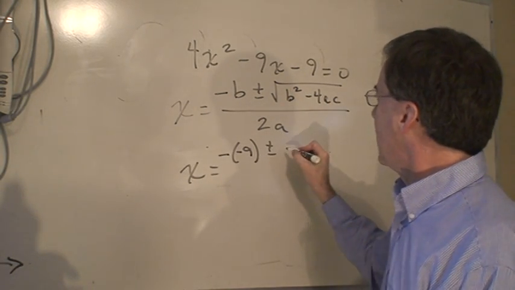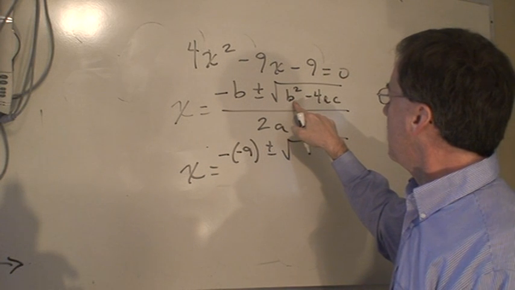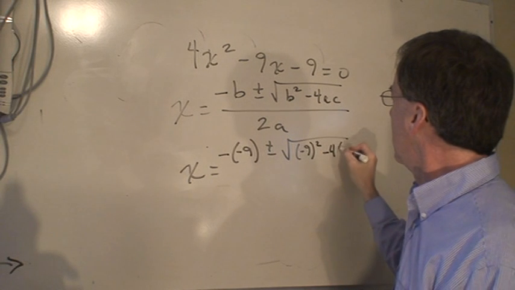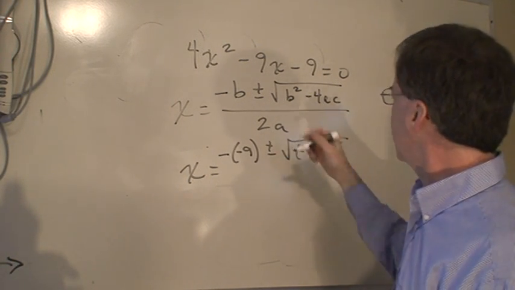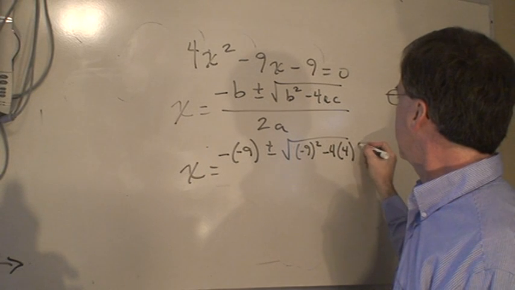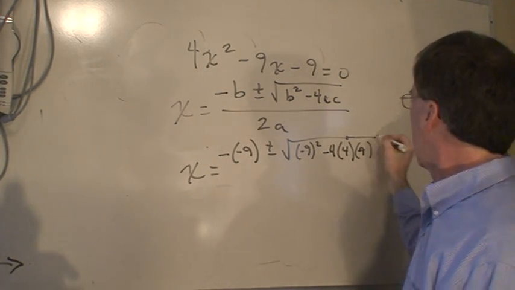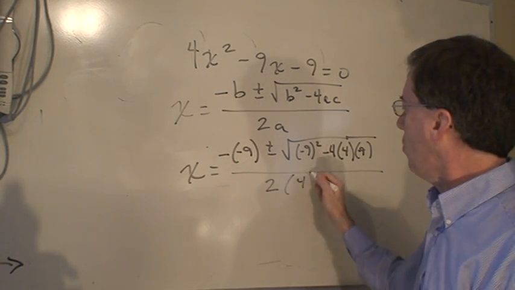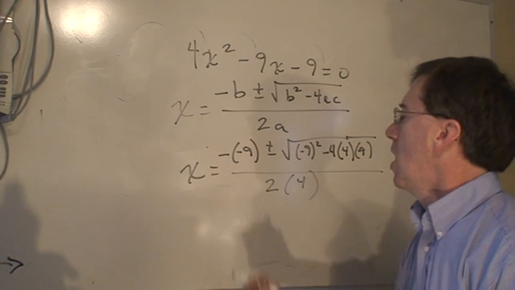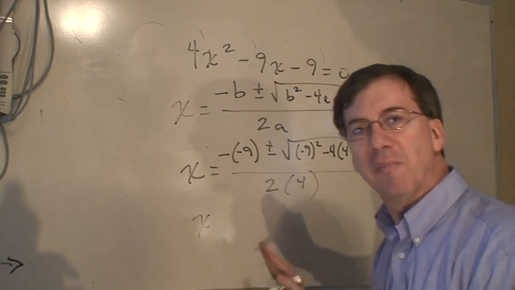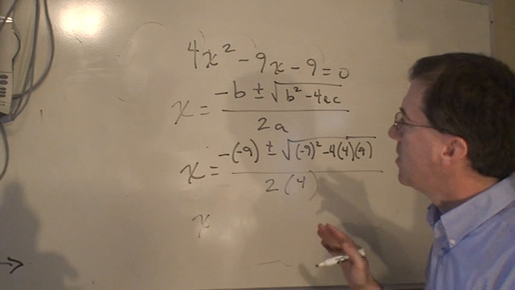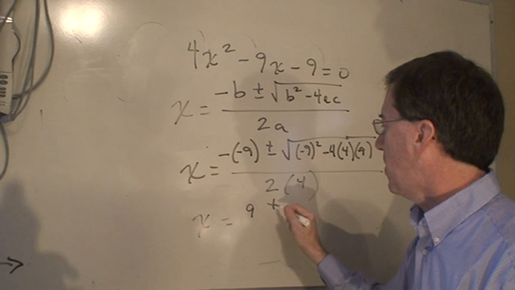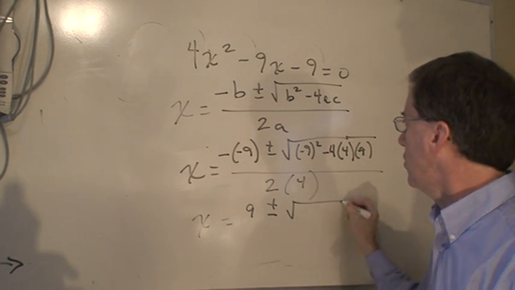Then I have plus or minus the square root of b squared, which is negative 9 squared, minus 4 times a, which is 4, times c, which is negative 9, all over 2 times a, which is 4. Now I know that this is going to be down toward the bottom of the board. Just hang in there with me on this. x equals negative 9, which is a positive 9. I have positive 9 plus or minus the square root.